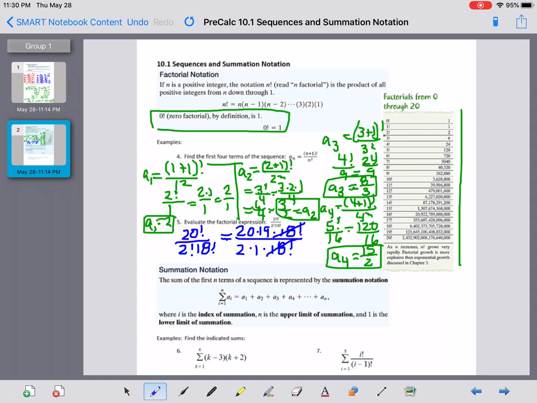I'm going to be honest, it's really hard to take that number for 20 factorial and plug it into your calculator. It's more numbers than the screen can take. So just keep that in mind, that if we can do some simplifying by hand, that's better.